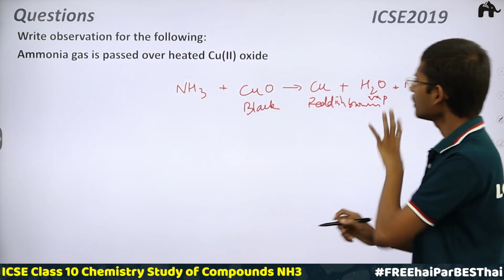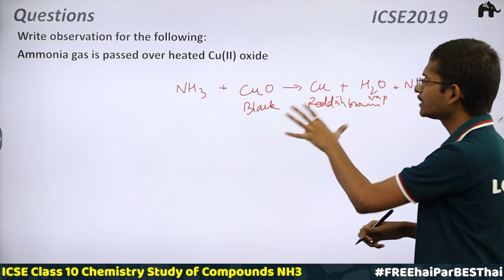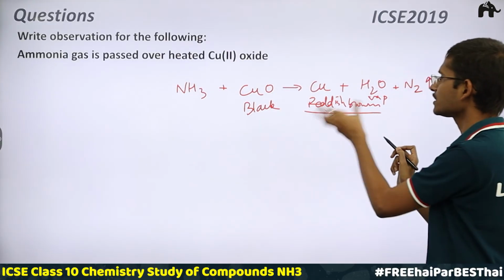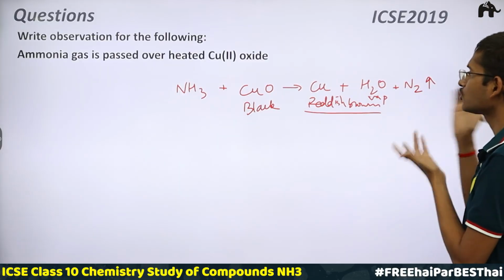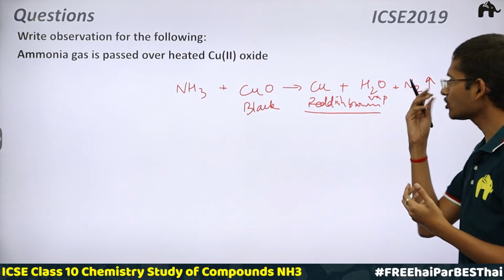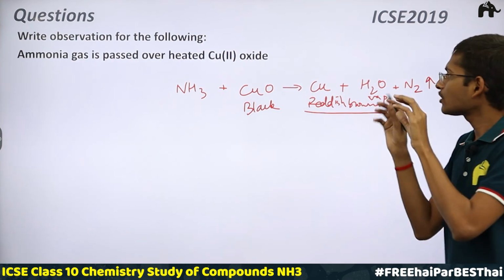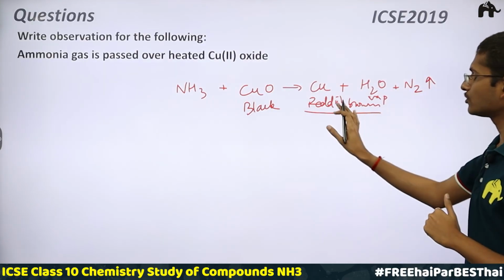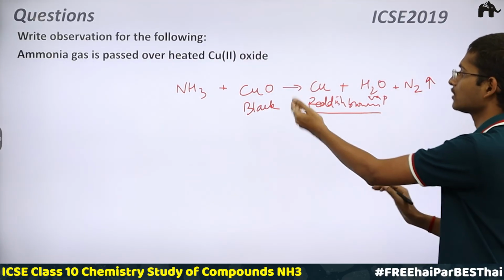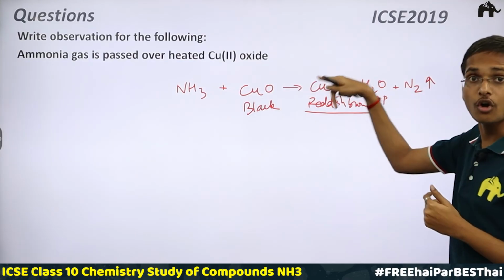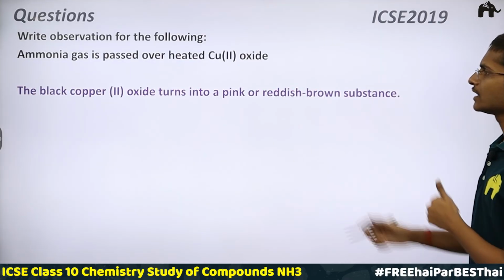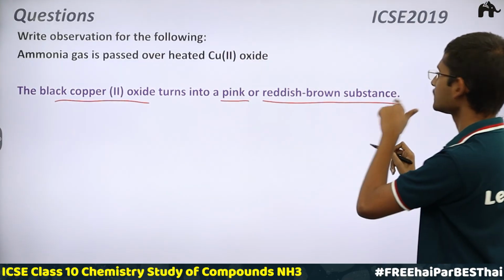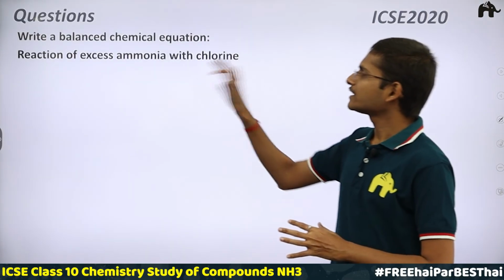So what you would observe, you need to just tell that the black copper oxide turns into a reddish brown substance, not copper, right? Because we cannot see with our naked eyes that this is copper. Nowhere on this substance is it written that it is Cu. So no need to write that the black copper oxide turns into reddish brown copper; it's simply a substance. Clear with this? The black copper oxide turns into a pink or reddish brown substance. Let's see the next one, the last one.